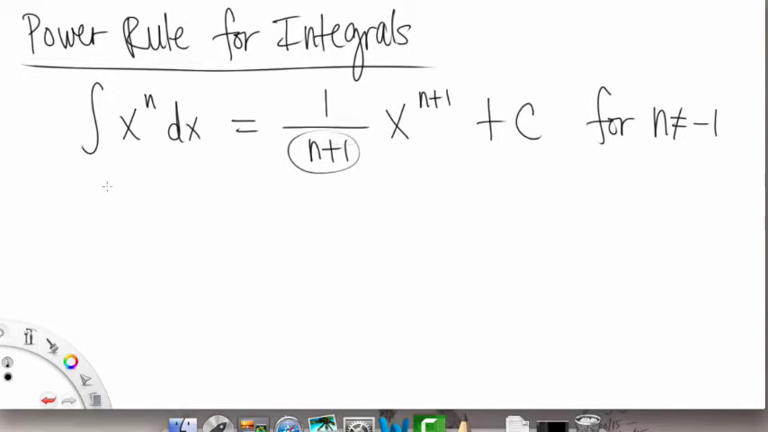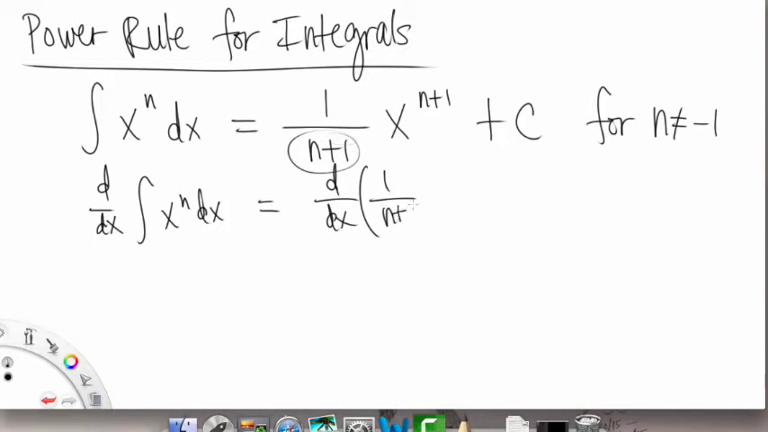So let's do so. We have d dx of the integral of x to the n dx, and on the right side we also have d dx of 1 over n plus 1 times x to the n plus 1 plus c. On the left side these things cancel out, right?